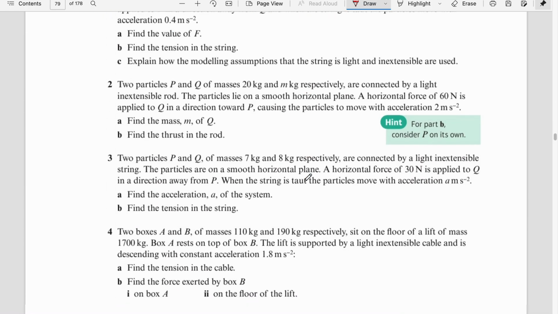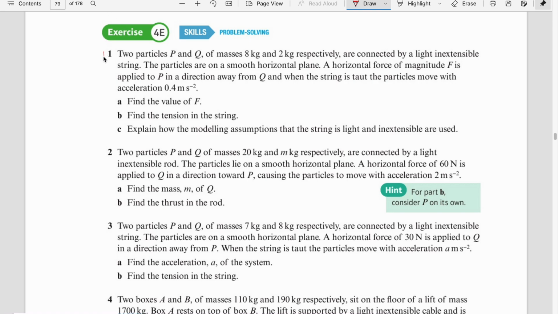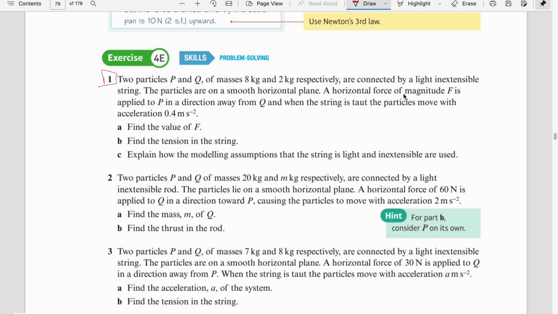Another example question. Let's solve this question. Exercise 4E: two particles P and Q of masses 8 kg and 2 kg respectively are connected by a light inextensible string, meaning no mass. The particles are on a smooth horizontal surface, no friction at all. So let me consider these two particles which are connected. This is P, this is Q, 8 kg and 2 kg.